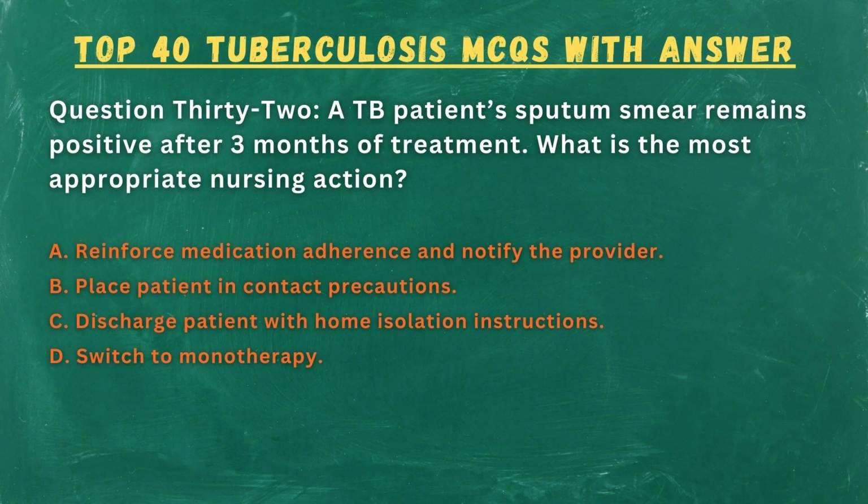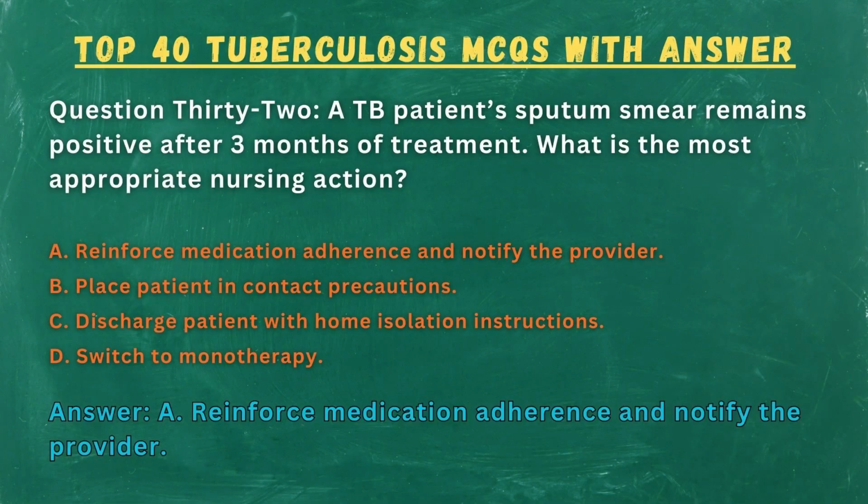Question 32. A TB patient's sputum smear remains positive after 3 months of treatment. What is the most appropriate nursing action? A. Reinforce medication adherence and notify the provider. B. Place patient in contact precautions. C. Discharge patient with home isolation instructions. D. Switch to monotherapy. Answer: A. Reinforce medication adherence and notify the provider.